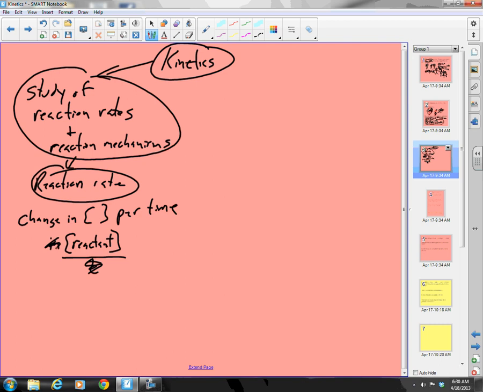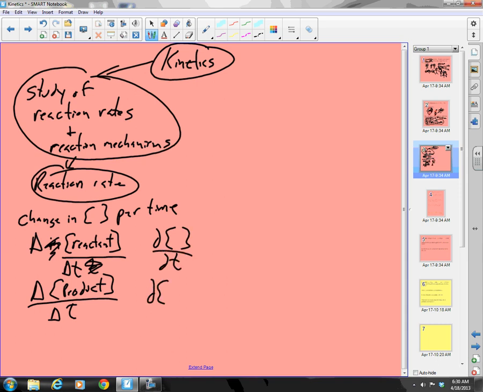Yes, change. How do I say change? Deltas, there we go, delta. Change in a reactant over time, or it could be change, that delta means change, in the concentration of a product over change in time. Or you could write it kind of like d concentration over dt, and d concentration, this is reactants, this is products, over dt, and that starts to look like what? Yes, calculus. Good, but we're not going to go too much into calculus. So that's reaction rate, change in concentration per time.